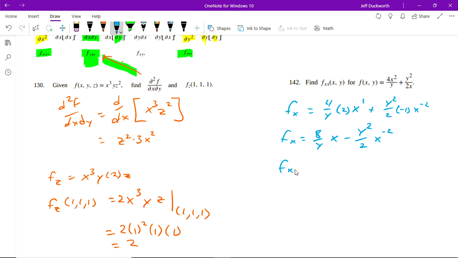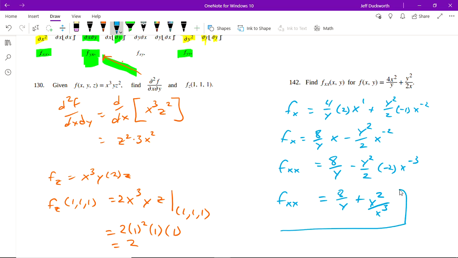And so fxx is the second derivative with respect to x. And we just have 8 over y, because derivative of x is just 1. And then we have minus y squared over 2, and then we multiply by the negative 2, and then it would be x to the negative 3. And I can do some canceling and cleaning. That's just 8 over y. The 2's and the minus will cancel, so plus y squared over x cubed. And that should be our final answer.